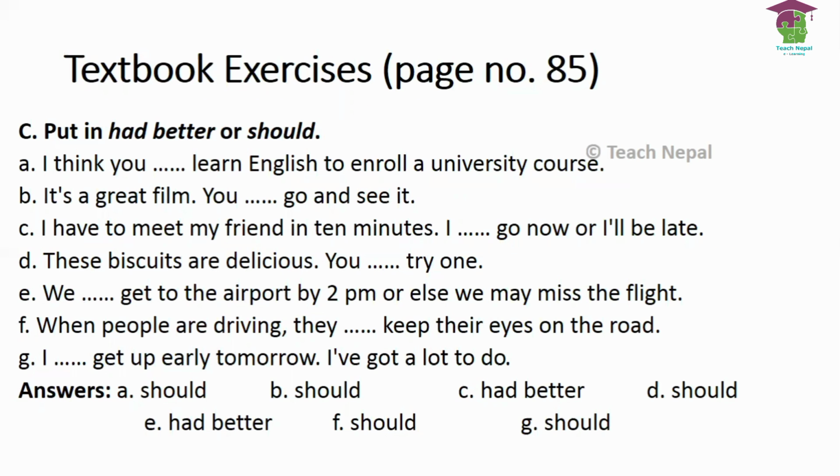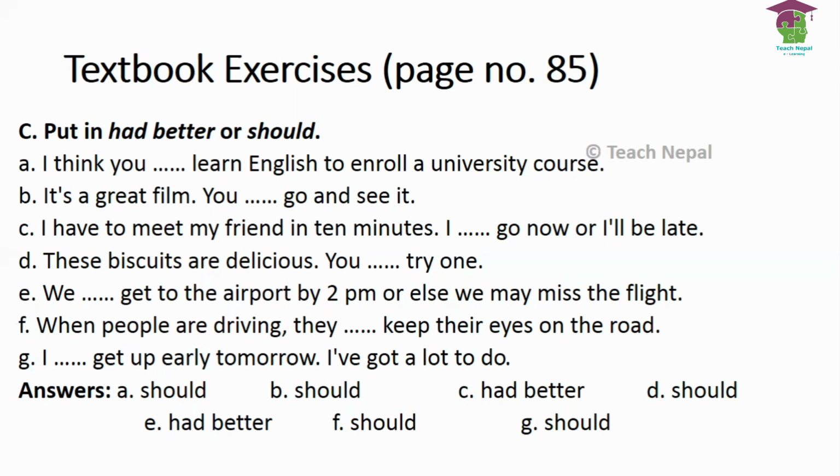Next page number 85 मा you have been given this, you have to insert either had better or should. For example, I think you better learn English to enroll in a university course. I think you should learn English, right? Number B, it's a great film, you better go and see it, you should go and see it. Number C, I have to meet my friend in 10 minutes, I better go now or I will be late, means I had better go now or यदि चाहिँ गएन भने ढिला हुनेछु भनेर चाहिँ. In this way I have given you all the other answers. Please see these answers below there.